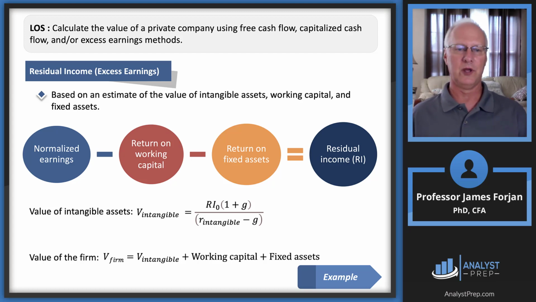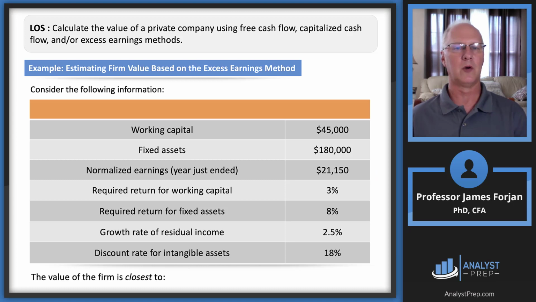So what we're going to do here is compute the value of the intangible assets, right? So there's our residual income. That's in time period 0. So we're going to multiply that by 1 plus G. And then we have to subtract the return on the intangible assets minus the growth rate, and that's really just our Myron Gordon growth model there. And then the value of the firm, we need to make those adjustments there at the bottom. So let's go ahead and work through a quick example here.